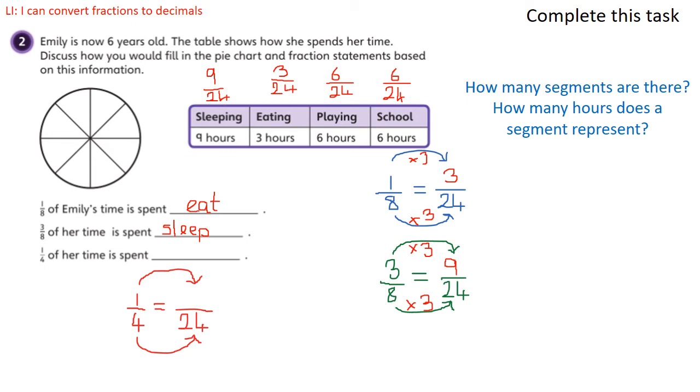Well, to get from 4 to 24, we need to times by 6. What we do to the denominator, we also do to the numerator. So 6 times 1 is 6. So what does she do for 6 hours? Well, she does 2 things, doesn't she? She does playing for 6 hours and she also does school. So you've got 2 answers. So a quarter of her time is spent either playing or at school.